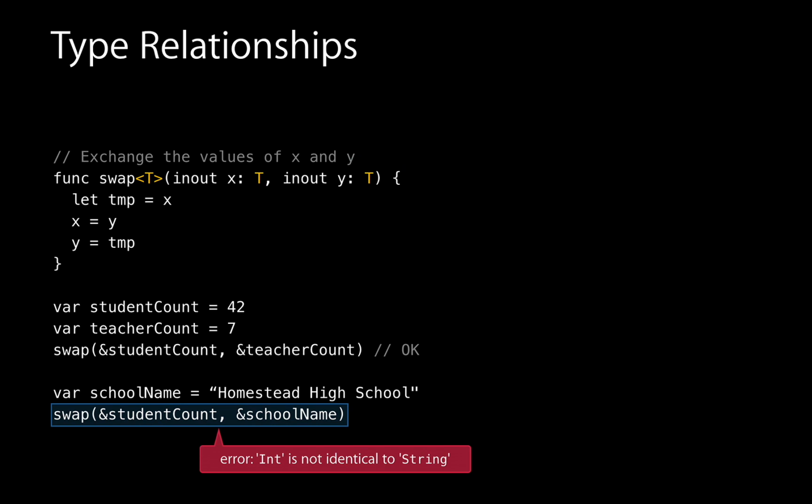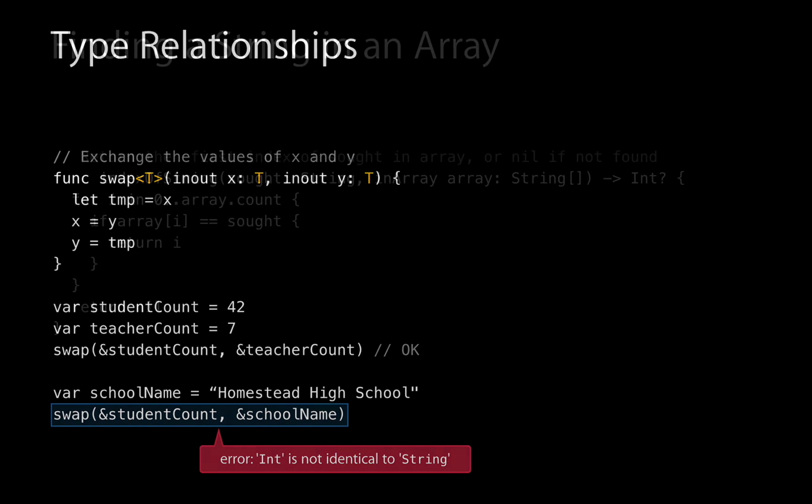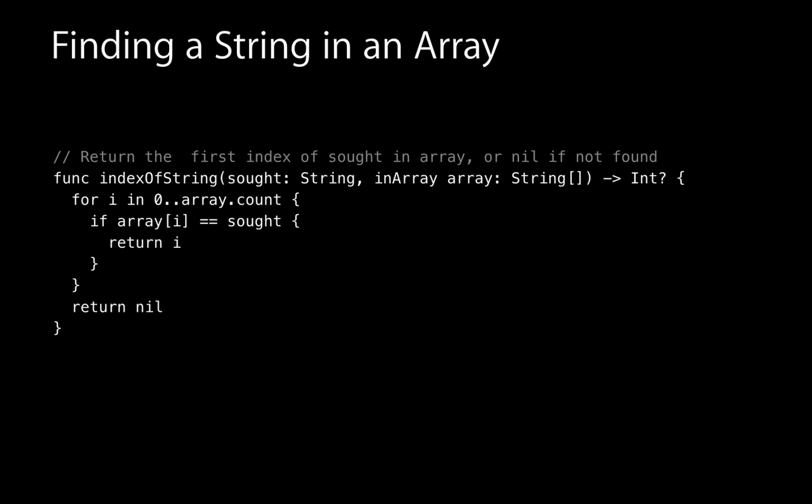Okay, let's look at a more interesting example. Here's a simple function that takes an array of strings, iterates through the indices in the array, looking for an index where there's a string that matches the one that you passed. And if it finds it, it returns the index. Otherwise, it returns nil, right? It's returning an optional.